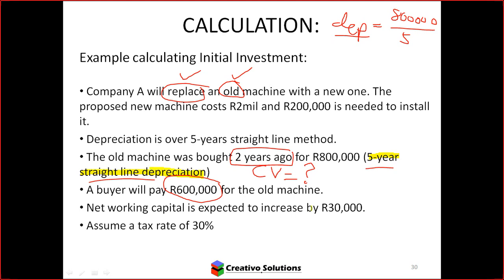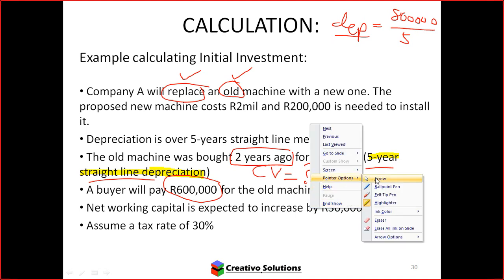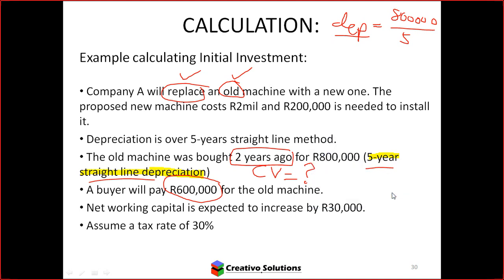Okay, so 800,000 divided by 5 gives me the depreciation per year. What's 800,000 divided by 5? I don't know. Add the calculator, divide by 5, you should get 160. 160,000. Okay, so now we know what the depreciation is.